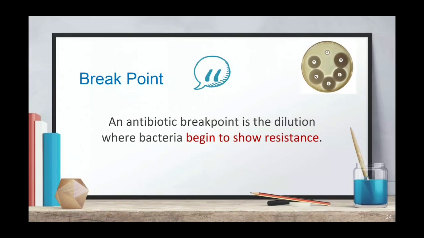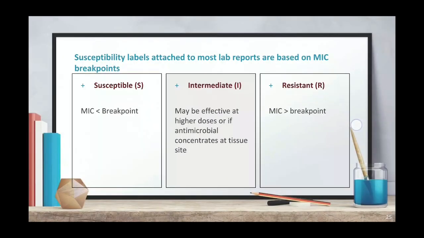And breakpoint. An antibiotic breakpoint is the dilution where bacteria begin to show resistance. Susceptibility labels attached to most lab reports are based on MIC breakpoints. Susceptible means MIC less than the breakpoint. Intermediate may be effective at higher doses or if the antimicrobial concentrates at the tissue site. And resistant if MIC is greater than the breakpoint.